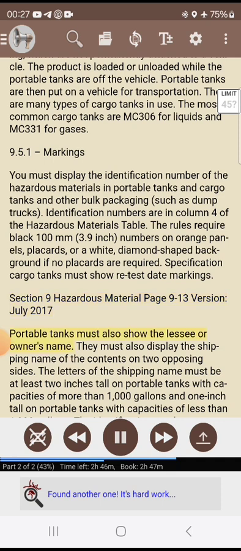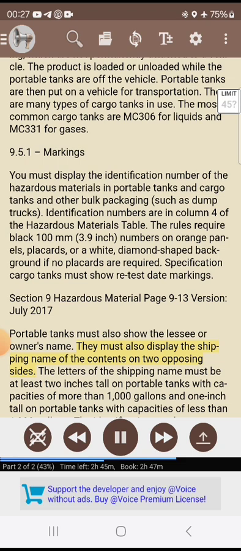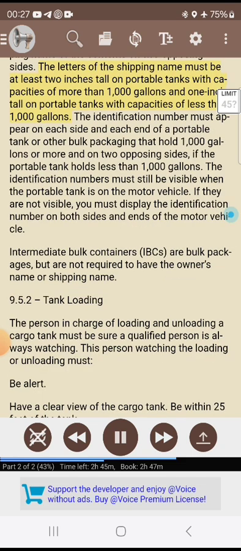Portable tanks must also show the lessee or owner's name. They must also display the shipping name of the contents on 2 opposing sides. The letters of the shipping name must be at least 2 inches tall on portable tanks with capacities of more than 1,000 gallons and 1 inch tall on portable tanks with capacities of less than 1,000 gallons.